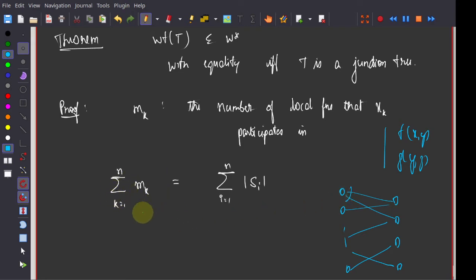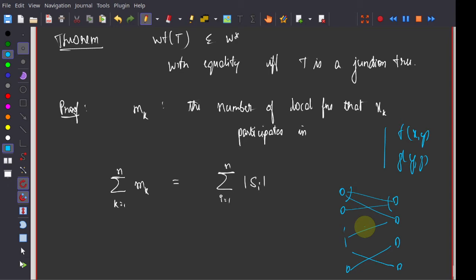So what does the summation of mk give you? The sum of all the edges, which is the total number of edges. Correct. What does the size of Si correspond to? It is the number of variables which participate in that particular function, so the number of edges incident on one particular function. The summation of these again gives you the total number of edges. So here you are basically counting the total number of edges in the factor graph, and both have to be the same.